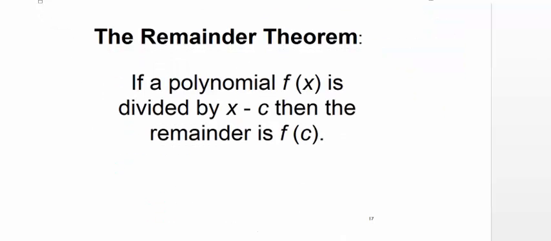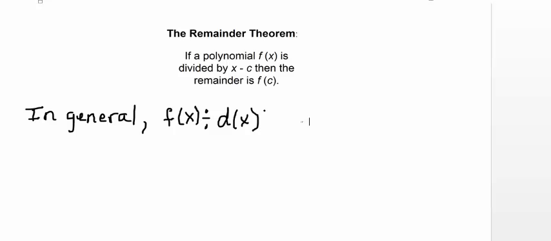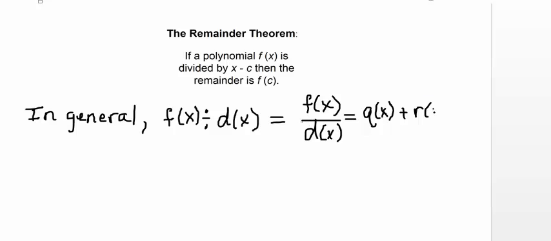Alright, we have a theorem we need to look at called the remainder theorem. If a polynomial f of x is divided by x minus c, then the remainder is f of c. And let's look at where this comes from. In general, f of x divided by divisor d of x will equal f of x over d of x, which will equal my quotient plus my remainder r of x over my divisor, d of x.